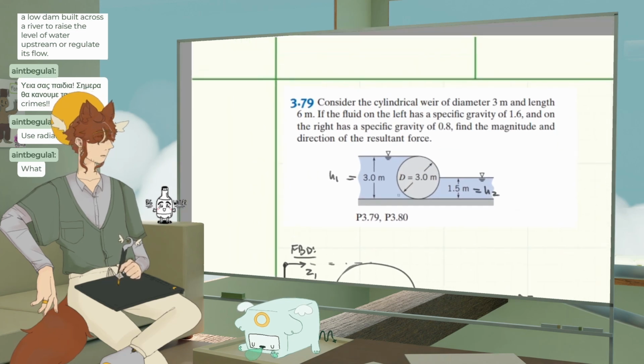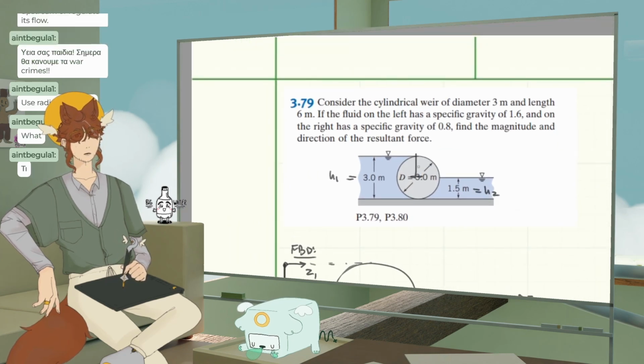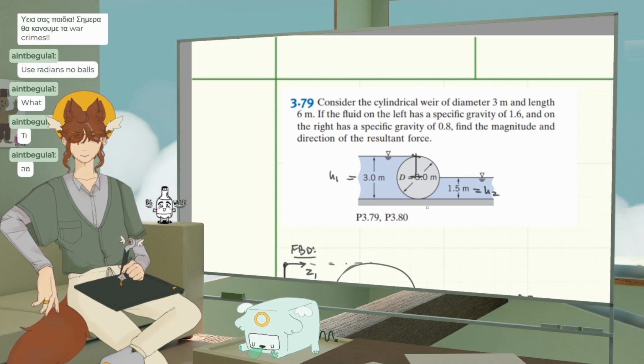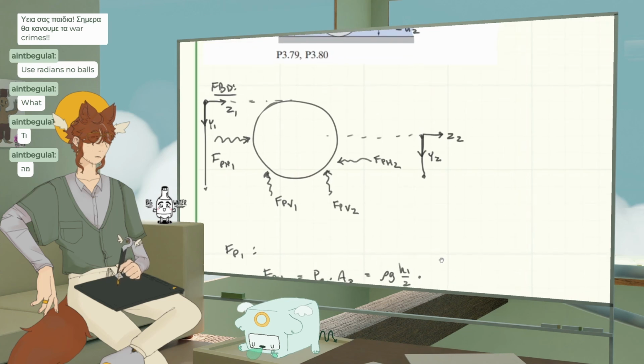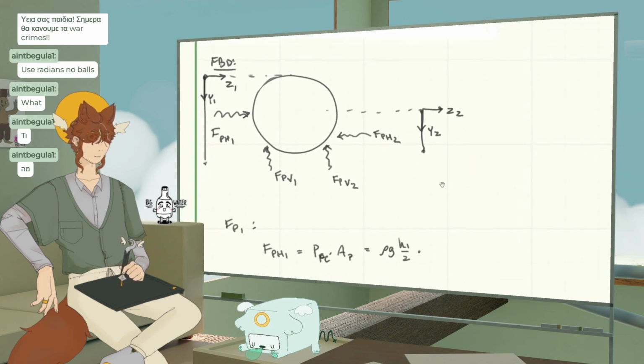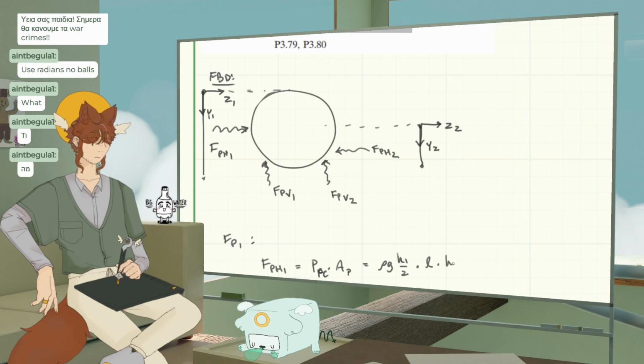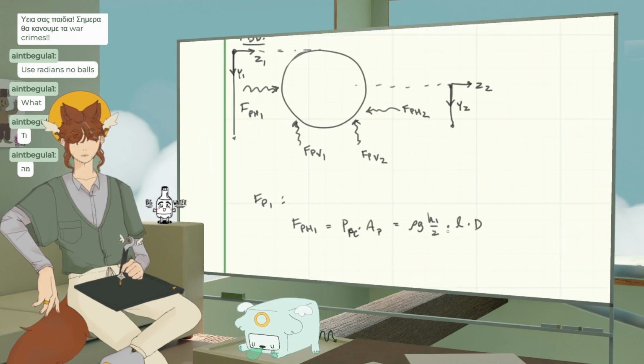It's just weird because this is a diameter, right? So I could specify this distance. I only care about that. And then times the area, which will be, I guess, L times h1. No, D.